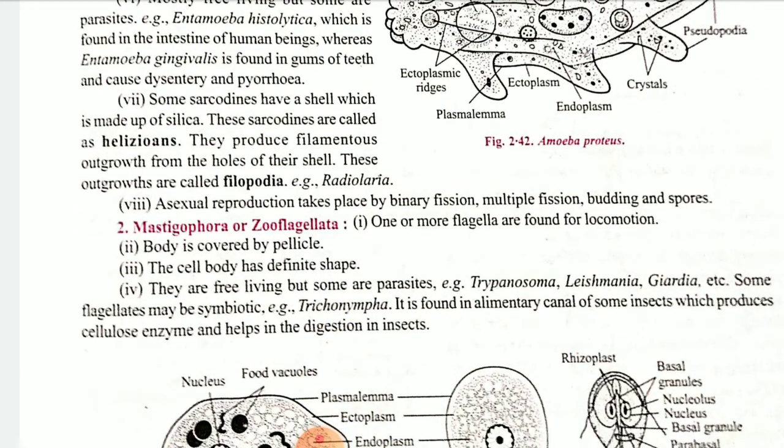Then the next one is Mastigophora. In Mastigophora, flagella will be present for locomotion, but their number is not fixed. It may be 1 in number, 2 in number. Pellicle may be covered. Pellicle means thread-like, a little bit. Okay, children.